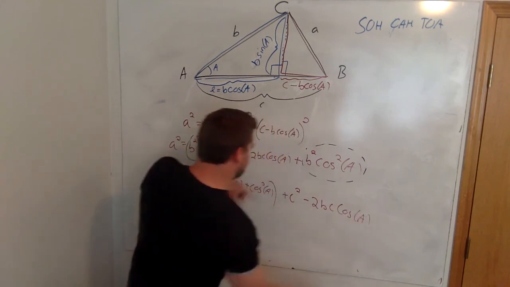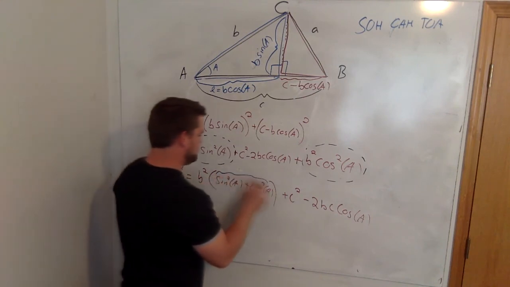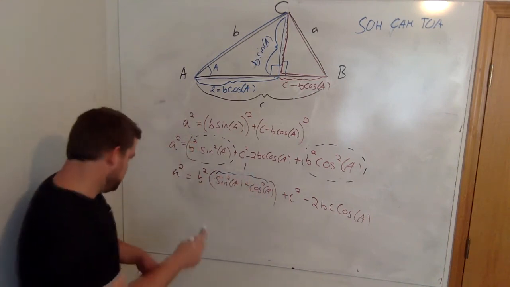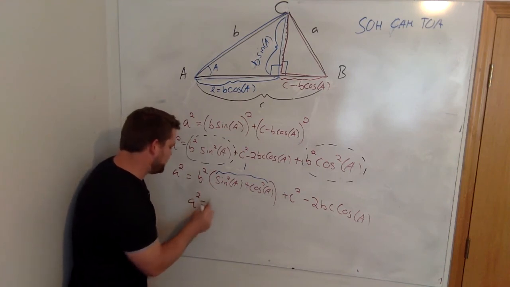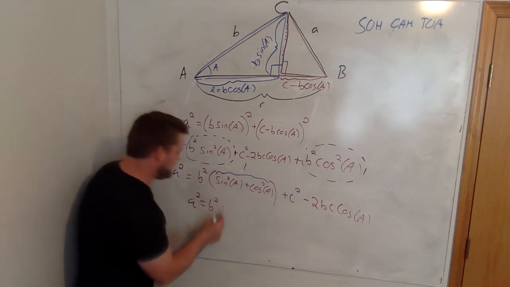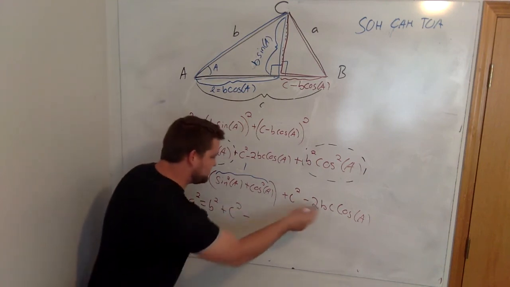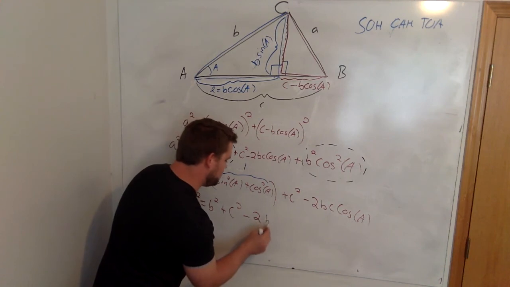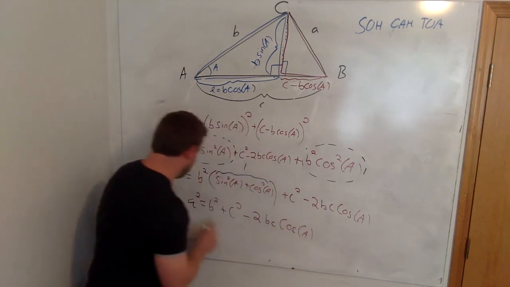Oh, this is starting to look familiar. This smells a whole lot like 1. So after all this, we have that a squared is equal to b squared plus c squared, the Pythagorean theorem, minus the extra piece, 2bc times the cosine of A. And there we have it.